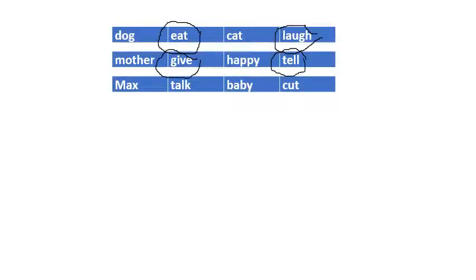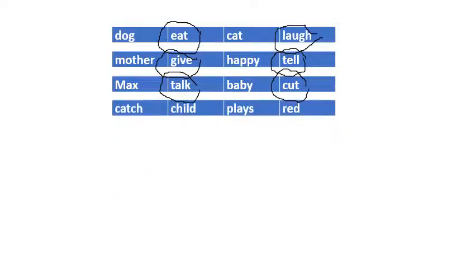Okay. Max, talk, baby, cut. Max? No, it's not an action. It's a noun because noun is a name. It's a person name, right? Talk? Yes, you talk. What are you doing? You're talking. It's an action. Baby? No, it's a noun. Baby is the name of a person. Yes. Cut? Yes, you cut a paper. It's an action. Good children.